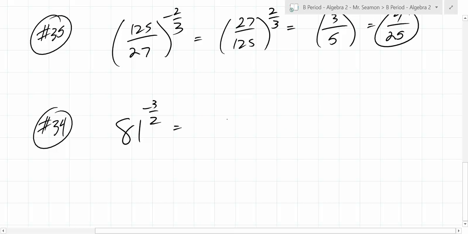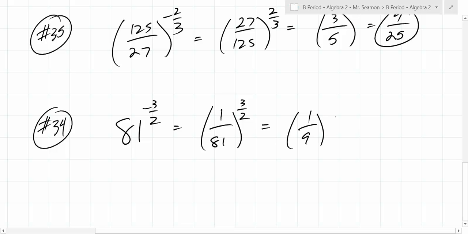So what did I tell you you could do? What's the reciprocal of 81? 1 over 81 to the what power? 3 over 2. What's the square root of 81? So it's 1 over 9 to the what power? 3. And you could leave it like that. Maybe you know what 9 to the third is. 9 times 9 is 81. It's 81 times 9, so it's actually bigger, right?